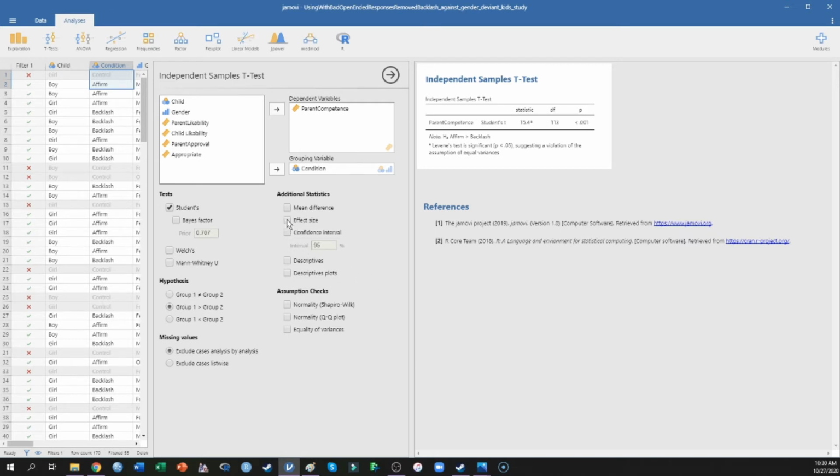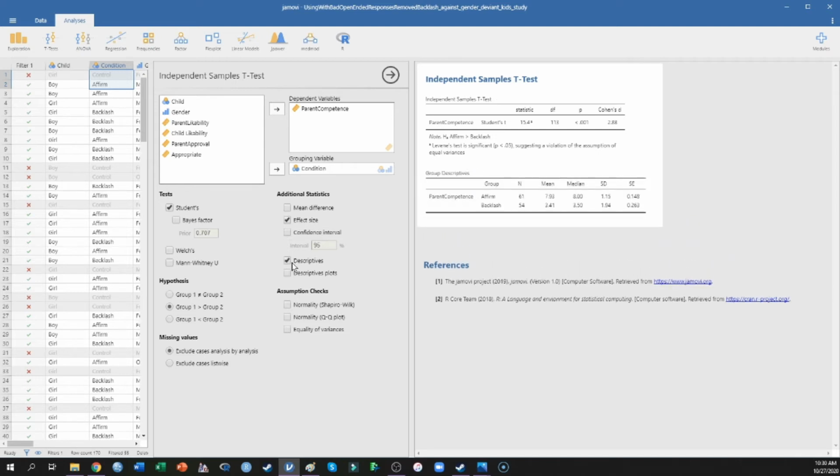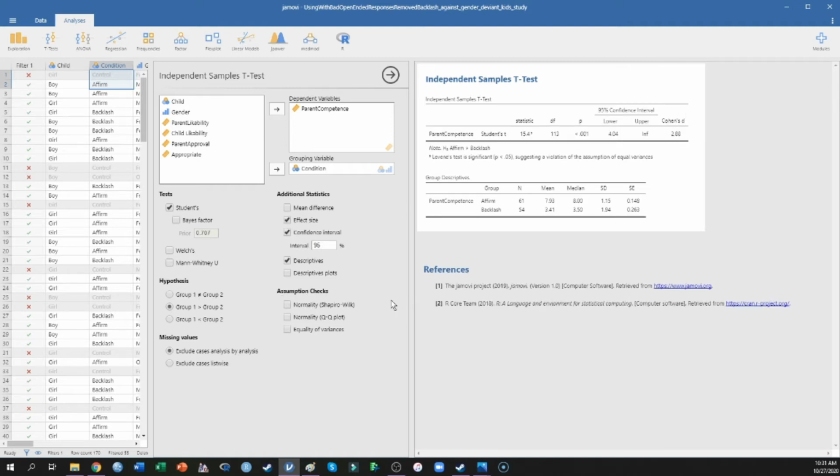So next I want to ask for a measure of effect size. That's going to give me Cohen's d, which is a measure of how many standard deviations one mean is from another. I want to ask for the descriptives so that I can actually see the actual means and standard deviations of those two different groups. And I want to ask for a confidence interval.